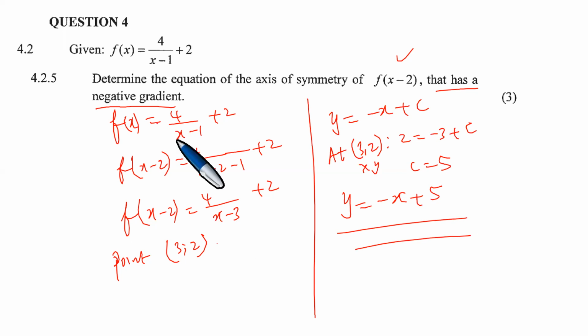And obviously we are looking for the equation of the axis of symmetry of f of x minus 2, which is this one here. In other words, it becomes a translation of that function by 2 units. If you subtract, the graph is translated by 2 units to the right. So we have that kind of a transformation of the graph. And the answer for the equation of the axis of symmetry is minus x plus 5.